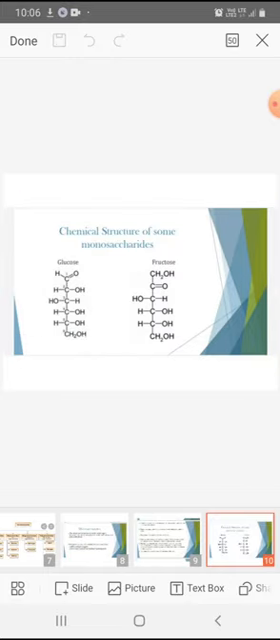The general formula is CnH2nOn. They are classified according to the number of carbon atoms they contain and also on the basis of the functional group present. The monosaccharides with 3, 4, 5, 6, 7 carbons are called triose, tetrose, pentose, hexose, heptose, etc., and also as aldose or ketose depending upon whether they contain an aldehyde or ketone group. Examples are glucose, fructose, erythrose and ribulose. The chemical structures of some monosaccharides: these are the structures of glucose and fructose.